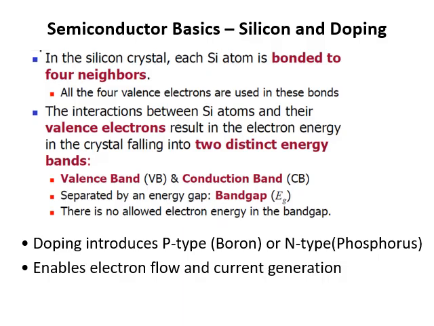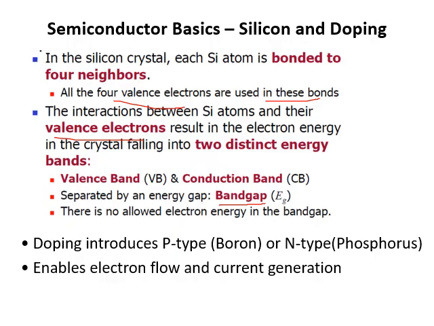Now we are going to learn about the valence band and conduction band. In a normal silicon crystal, each silicon atom is bonded to four neighbors. All four valence electrons are used in these bonds. The interaction between silicon atoms and their valence electrons results in the electron energy in the crystal falling into two distinct energy bands. One is the valence band and one is the conduction band, and they are separated by the energy gap called the band gap. There is no allowed electron energy in the band gap.